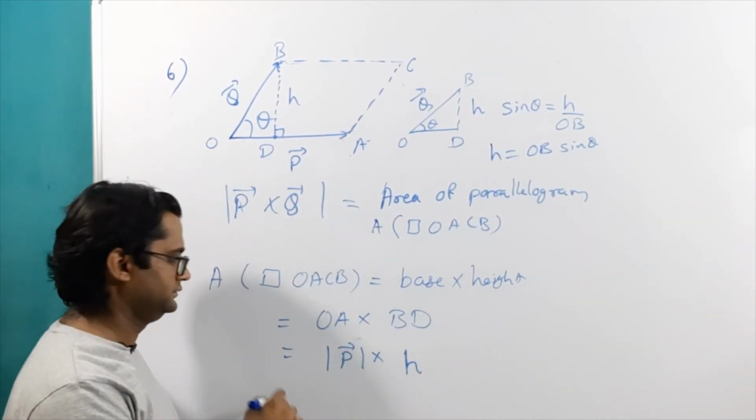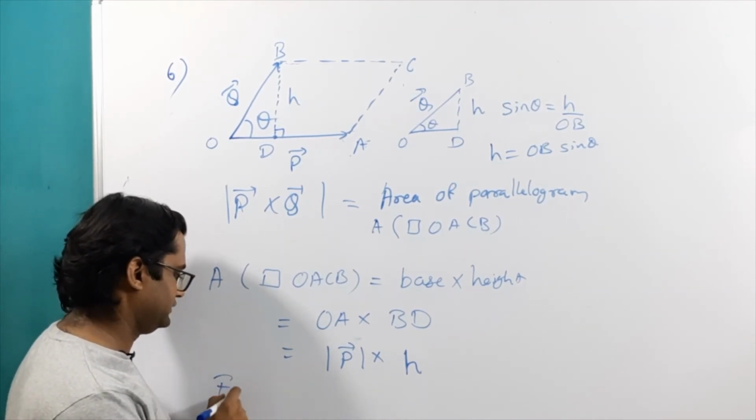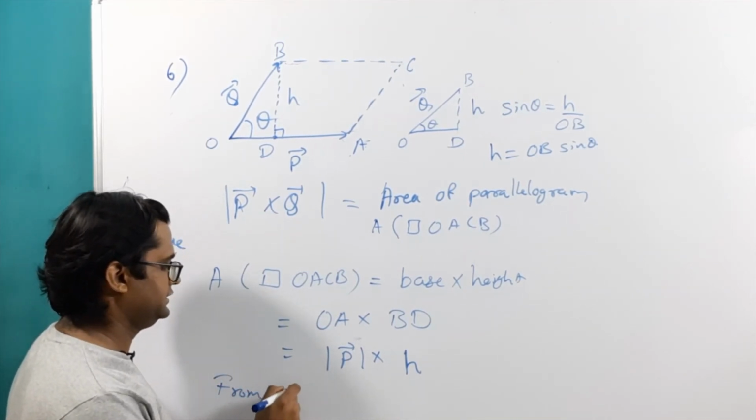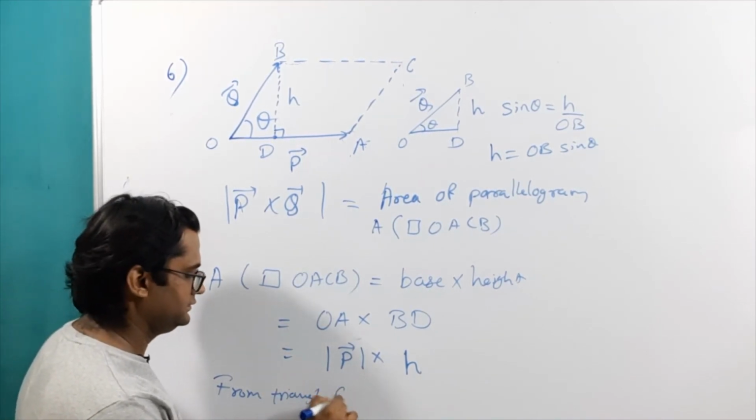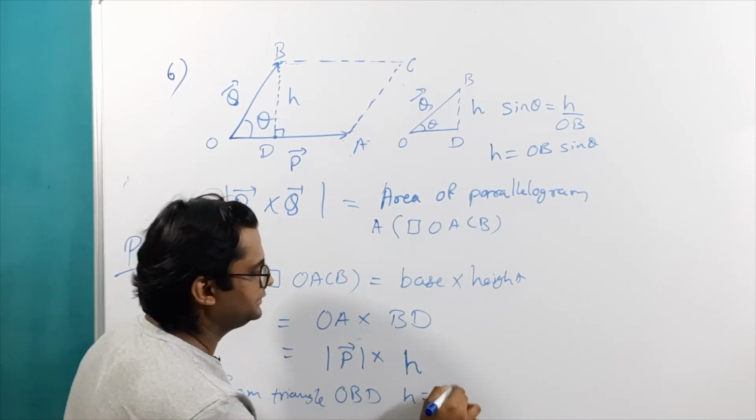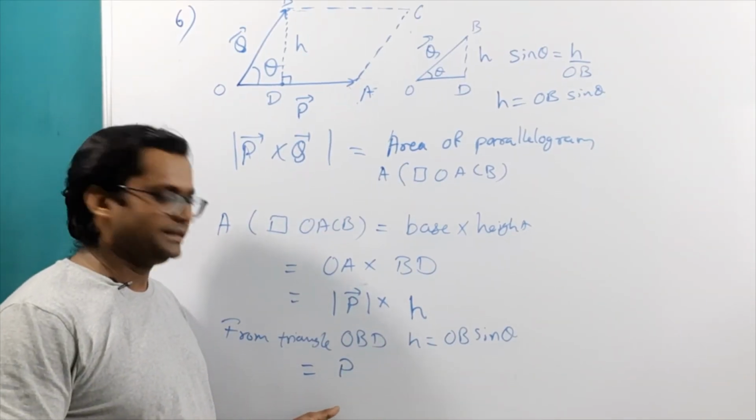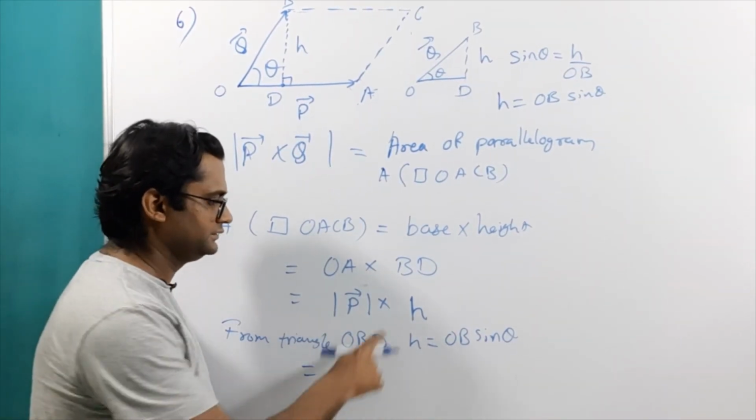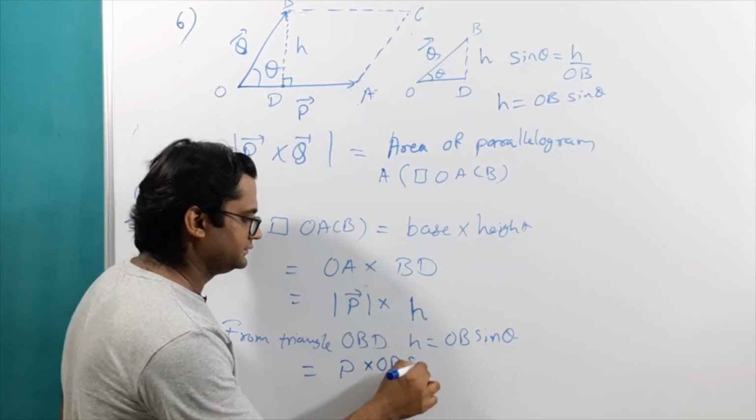So from triangle OBD, H equal to OB sine theta. We'll put this. We can simply write the magnitude of vector P as P. So instead of H, we will write OB sine theta.